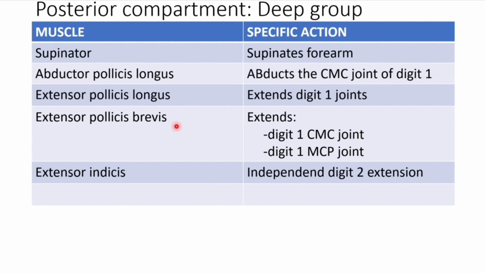Extensor pollicis brevis extends digit 1 at the carpometacarpal joint and the metacarpophalangeal joint. Extensor indicis acts to assist in extending digit 2 independent of all the other digits. So the indices, or the index finger, is the second digit. And this muscle helps to extend that one.